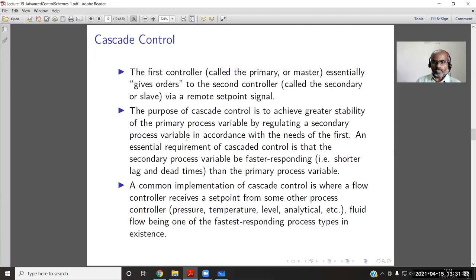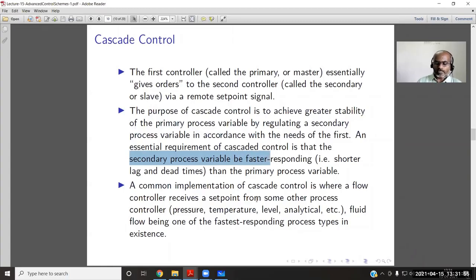Let me give the main points. The first controller, essentially called the primary or master controller, gives orders to the secondary controller. The secondary controller's set point is given by the primary controller. The purpose of cascade control is to achieve greater stability of the primary process variable by regulating the secondary process variable. An essential requirement for cascade control is that the secondary process variable should be fast responding.